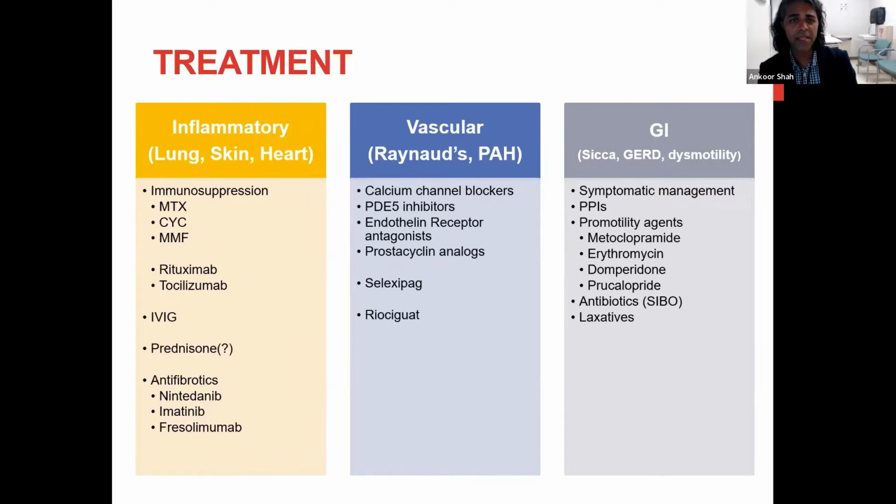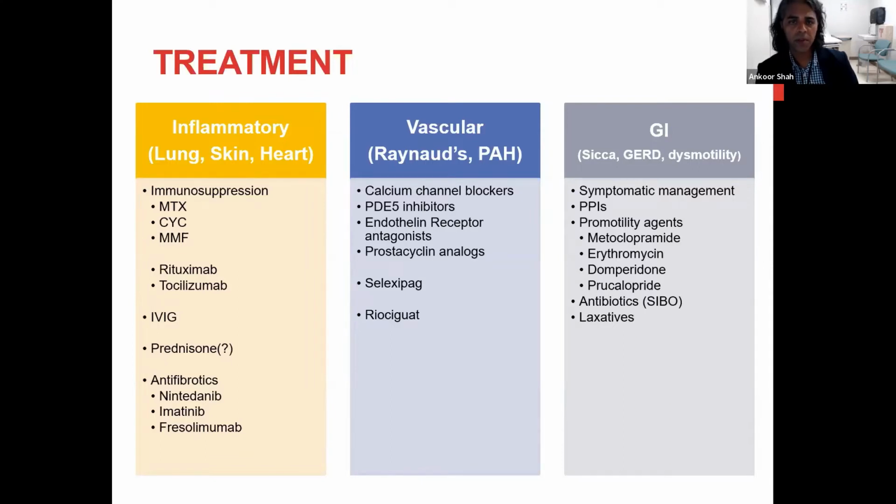For patients with vascular disease, such as Raynaud's or pulmonary artery hypertension, we focus our treatment on vasodilators. And the treatments of choice initially are calcium channel blockers. However, we frequently also use PDE5 inhibitors, such as sildenafil or tadalafil for severe Raynaud's.